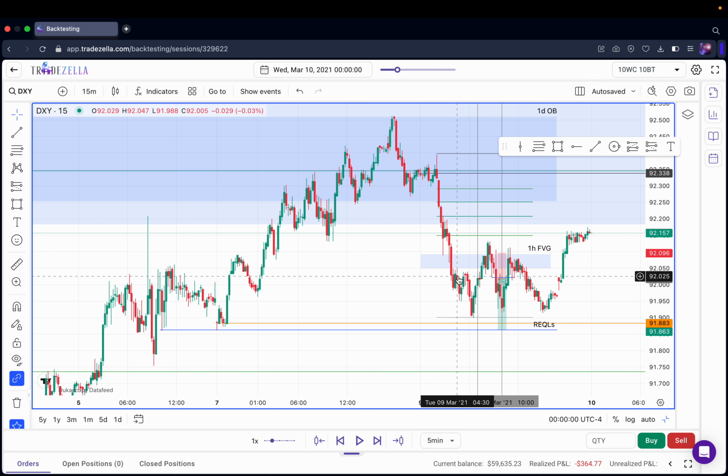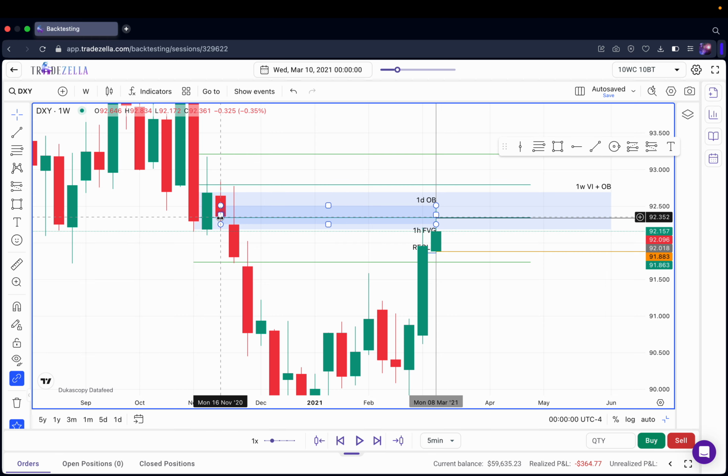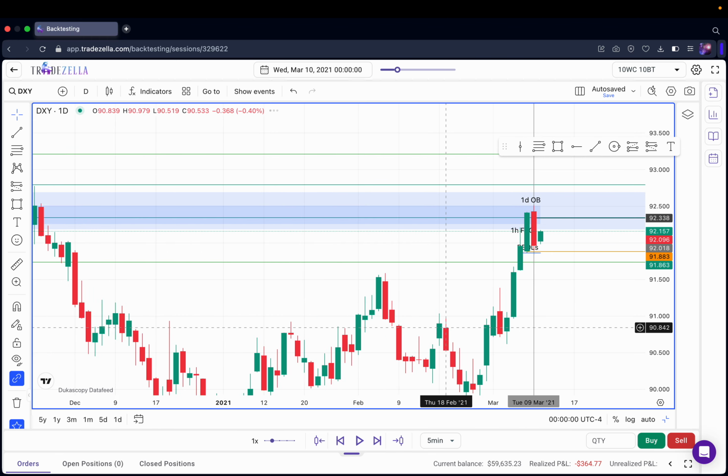So, first, I think it should start from the weekly. Okay, so this was the previous week's candle, a big red candle, and the price was now here between this small volume imbalance and this weekly order block. If we go on the daily, there was this daily order block as well, and this was the day I got the trade, and this is the previous trade. On the previous day it stayed inside this area.